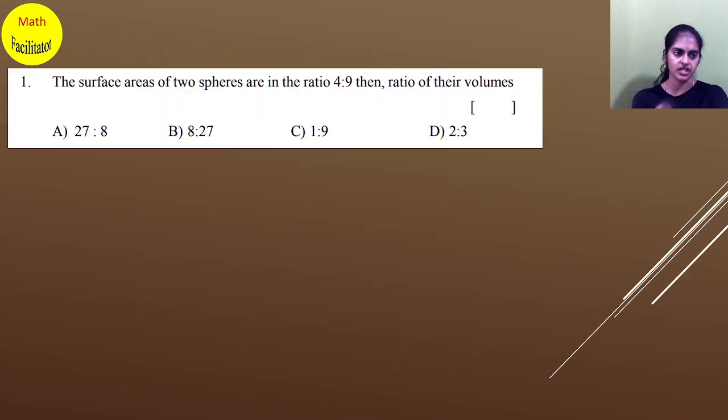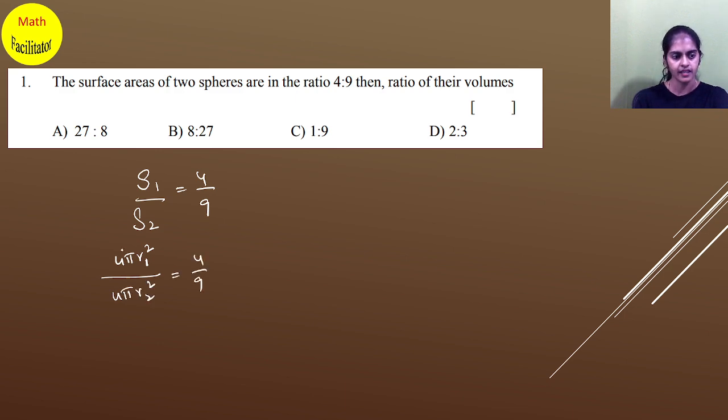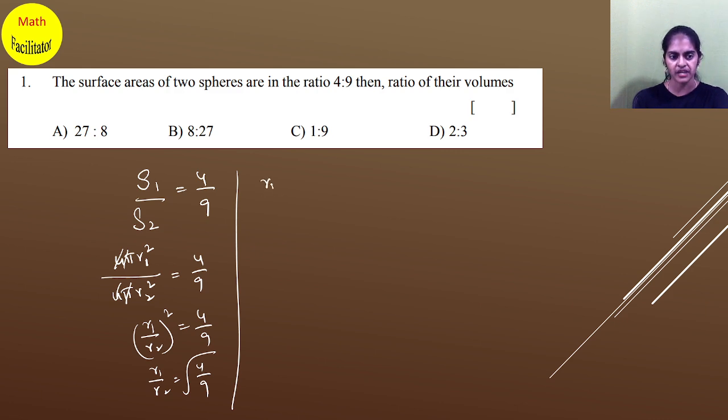Firstly, let's do part B questions. Surface areas of two spheres are in the ratio. Okay, sphere 1, sphere 2 surface area is in the ratio 4:9. Now, what is the surface area of a sphere? 4 pi r square. Let me take the radius as r1, 4 pi r2 square. So it is 4 by 9. So 4 pi cancel. So r1 by r2 whole square is 4 by 9. Or can I write r1 by r2 is nothing but root 4 by 9. Square transposing into the other side is square root. So r1 by r2 is 2 by 3.